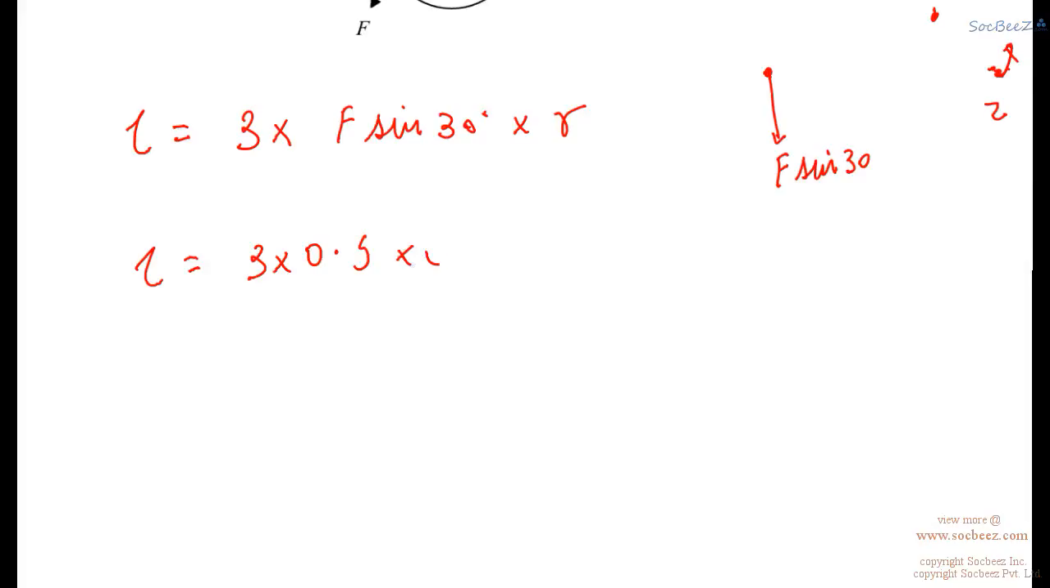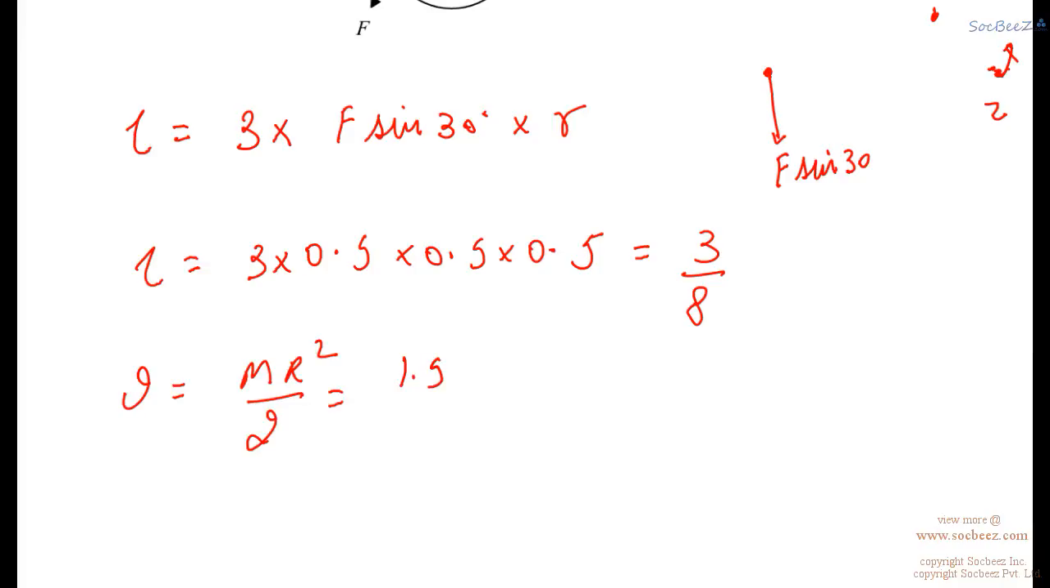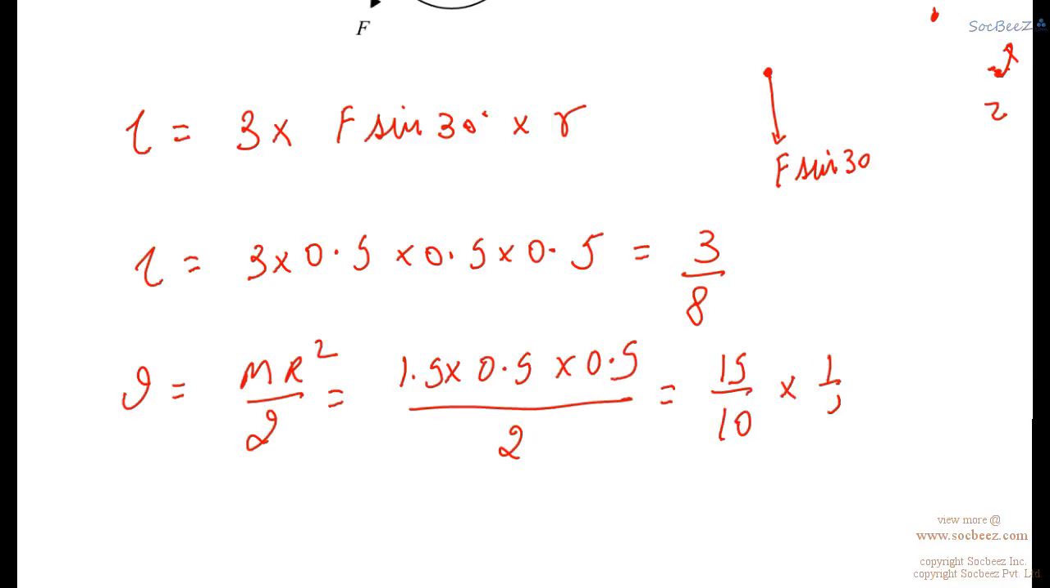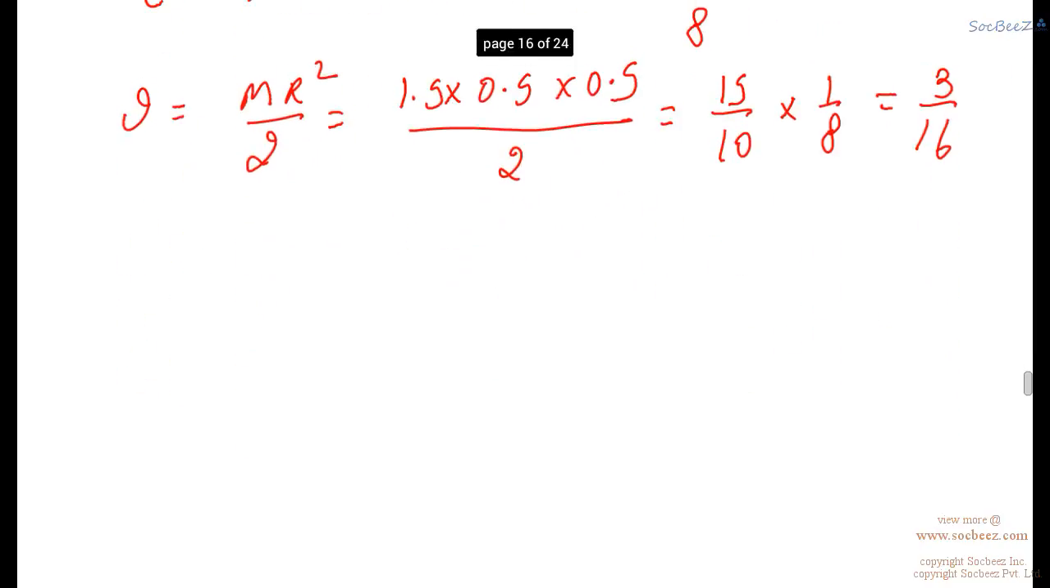So this comes out to be torque equals 3 into 0.5 into 0.5 into 0.5, which is equal to 3 upon 8. Okay, so torque is 3 upon 8. Now I, that is moment of inertia, is mr square upon 2 in this case, which is equal to 1.5 into 0.5 into 0.5 upon 2, which comes out to be around 15 upon 10 into 1 upon 8, which is equal to 3 upon 16.